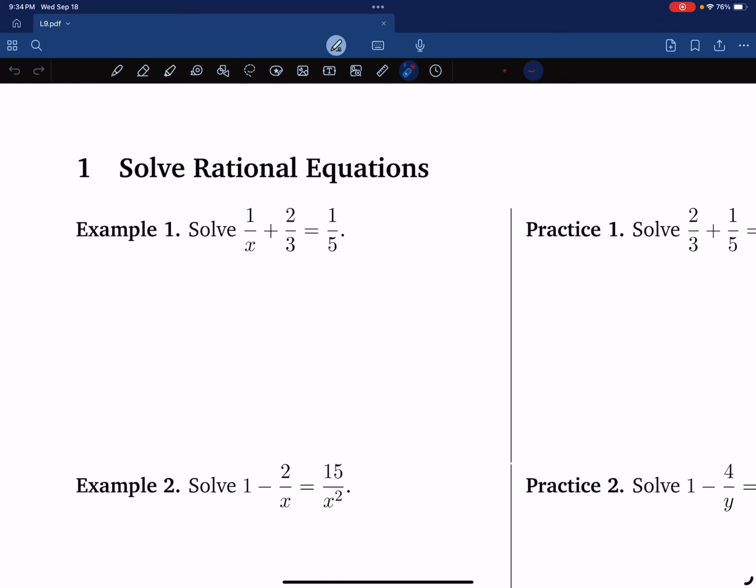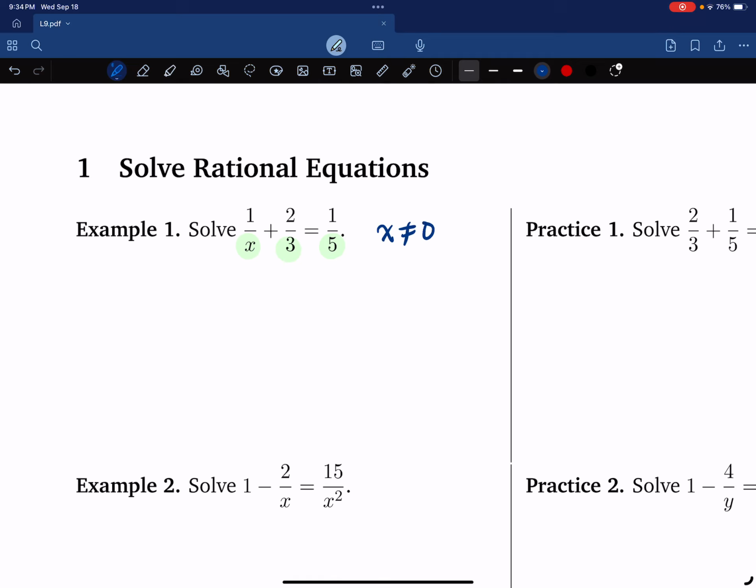Starting with example 1, the first thing that you do when you solve a rational equation is to check all the denominators. Let's highlight them. We have x, we have 3, we have 5. So I'm going to just highlight the ones that have x, which is right here. Since this one is x, it's a variable. We don't know the value of this, but one thing we do know is that x cannot be 0. This is because if x is 0, 1 over x will be undefined.